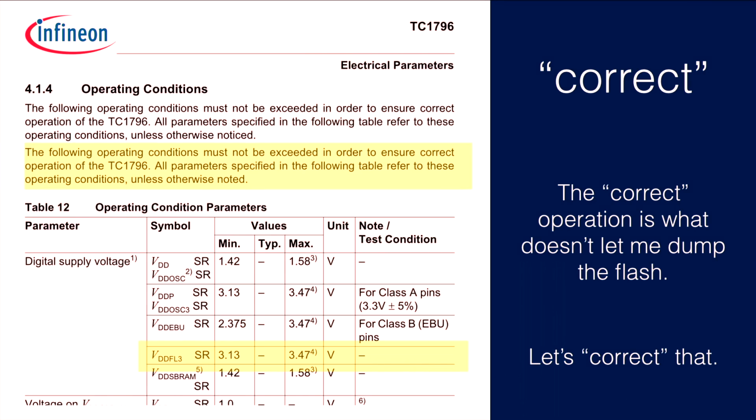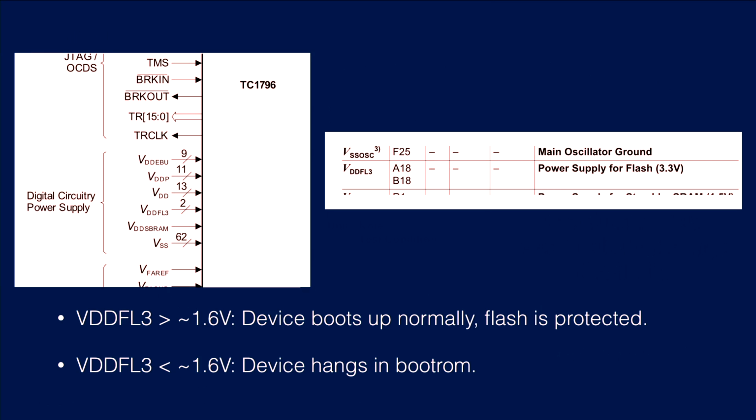Yeah, that was not so great. So I looked into what else I could do. The datasheet is very specific on how to operate this chip. For example, there's this one flash supply pin. Even though the flash is in the same package as the rest of the CPU, it has a dedicated supply pin. And it tells you which parameters not to exceed to ensure correct operation. But I really don't want the correct operation, which in this case is preventing me from dumping the flash, right? So what can we do? We can violate the requirements.